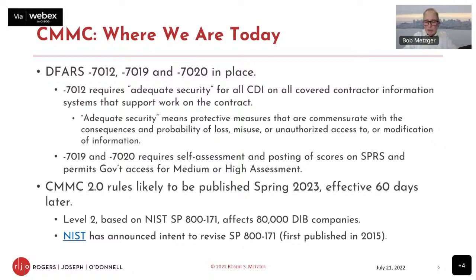We also are still subject to DFARS 7019 and 7020, and probably everyone listening here knows what those mean. Those do require that you have a system security plan, that you perform a self-assessment, and that you post the results of your self-assessment in the SPRS system. You're also supposed to state when you're going to close any gaps. In addition, the 7020 clause means that you give consent for the government to conduct a medium assessment or a high assessment. There's been about 300 high assessments done by the DIBCAC unit of DCMA.